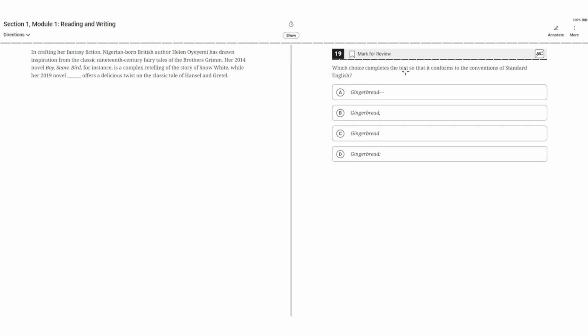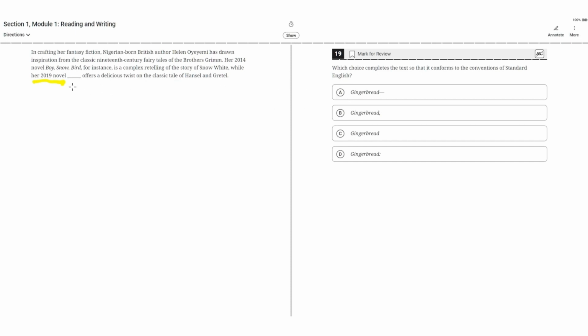Which choice completes the text so that it conforms to the conventions of standard English? In crafting her fantasy fiction, Nigerian-born British author Helen Oyeyemi has drawn inspiration from the classic 19th century fairy tales of the Brothers Grimm. Her 2014 novel, Boy, Snow, Bird, for instance, is a complex retelling of the story of Snow White, while her 2019 novel, Gingerbread, offers a delicious twist on the classic tale of Hansel and Gretel.